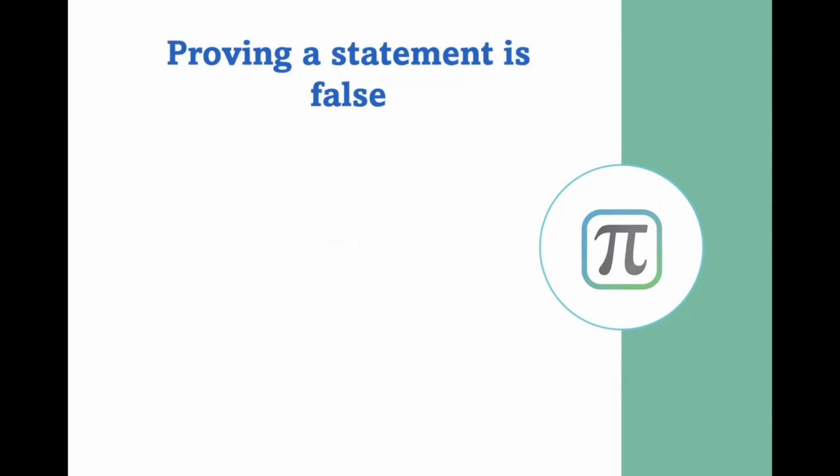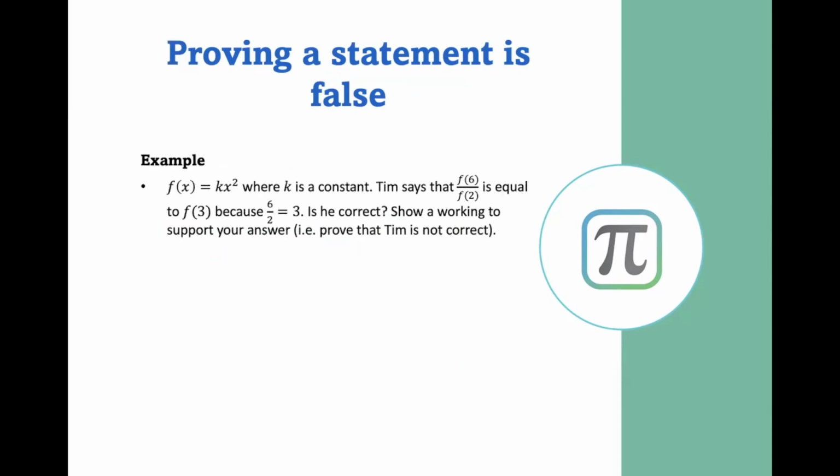Let's now use the direct proof method to prove that a statement is false. Our previous examples have all been about proving that a statement is true, but equally you can use this approach to prove something is false. So here we have a question where we're told that the function of x is kx squared and k is a constant. Tim says that f of 6 divided by f of 2 is equal to f of 3 because 6 divided by 2 is 3. Is he correct? Show your working to support your answer.